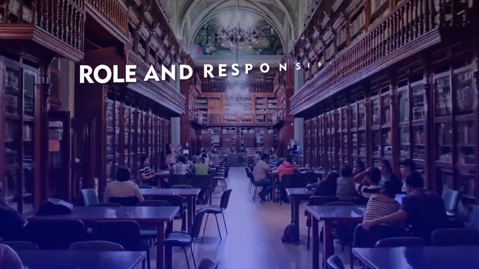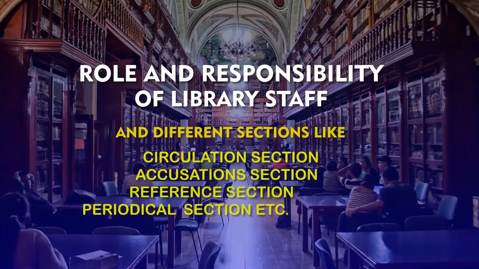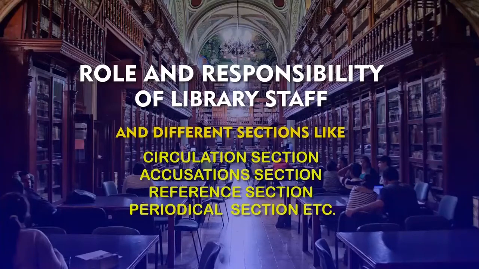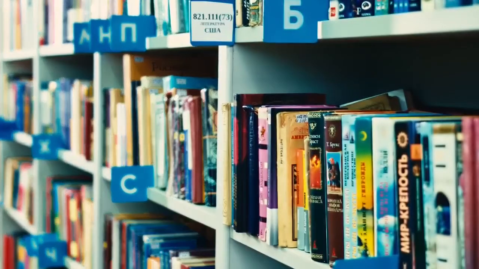This course is the basic course in which you will also be dealing with the roles and responsibilities of the library staff, how the library staff is working in the different sections of the library. In this unit, you will be knowing about the roles and responsibilities of library staff as well as the different sections like circulation section, acquisition section, reference section, periodical section, etc. Each section with the activities done in those sections.